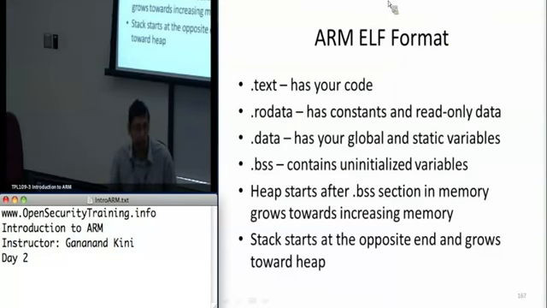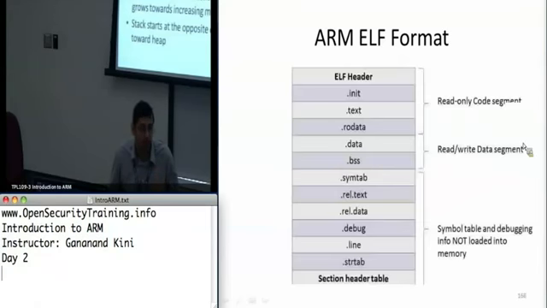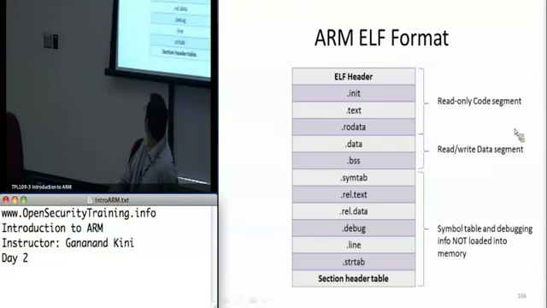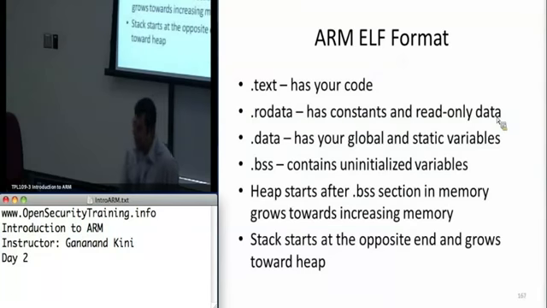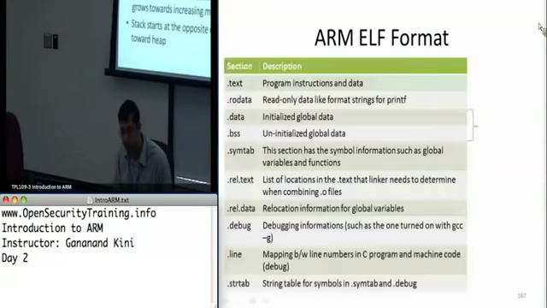The heap in memory starts after the .bss section. So if you remember, I said that this segment actually gets put into memory. And once that gets put into memory, your heap starts right after your BSS, and it grows towards increasing memory. The stack starts at the opposite end and grows towards the heap. So the stack and the heap sort of meet in the middle, if you will. The stack grows towards lower memory addresses, the heap grows towards increasing memory.